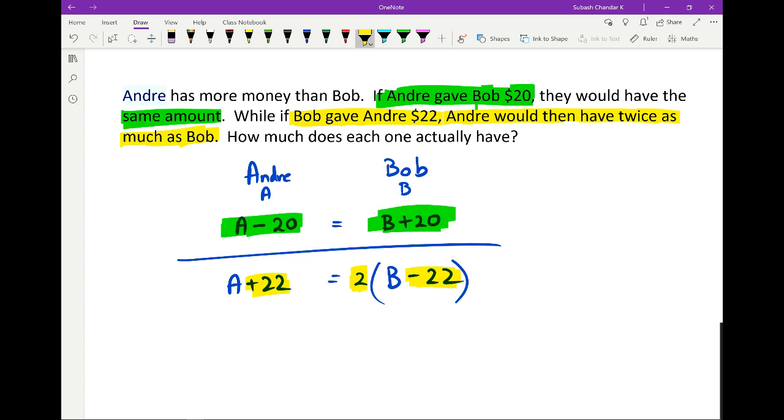Why did I put it in brackets? Because it's 2 times the total amount of whatever Bob has.